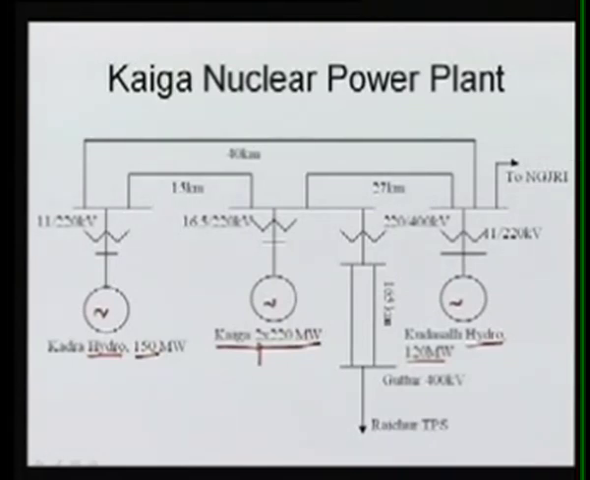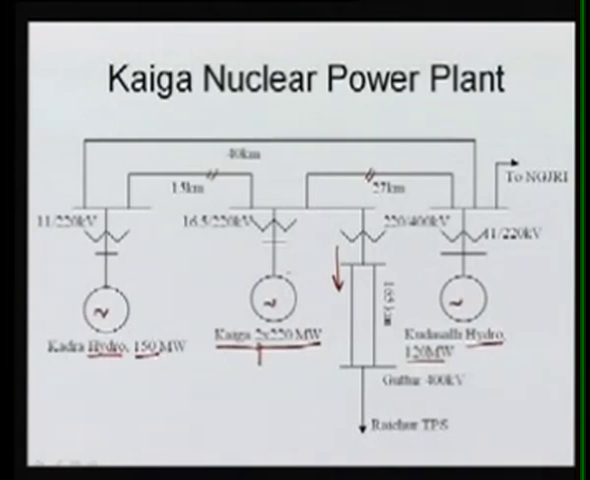When the lines connecting the Kadra hydro and the Kodasalli hydro, this line as well as this line, are in outage condition, then the whole power of Kaiga will be evacuated through this double circuit line from Kaiga to Guttur, and finally it is going to Raichur and also the Raichur thermal power station.